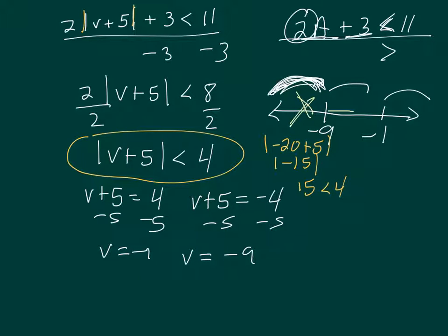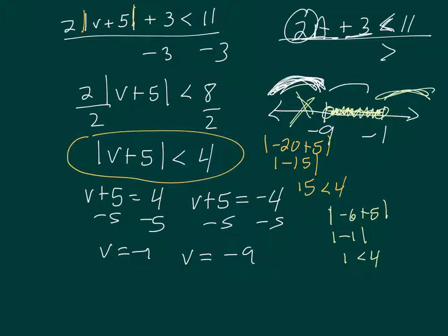Then I can pick a number from this region, maybe negative 2 or negative 5. Let's go with negative 5. I'm going to do my work down here. Let me pick negative 6. Absolute value of negative 6 plus 5 gives me the absolute value of negative 1. That makes 1 is less than 4. That's true. So that means since negative 6 was true, all these numbers are true. They're either all true or they're all false, because this is the place where they're equal.